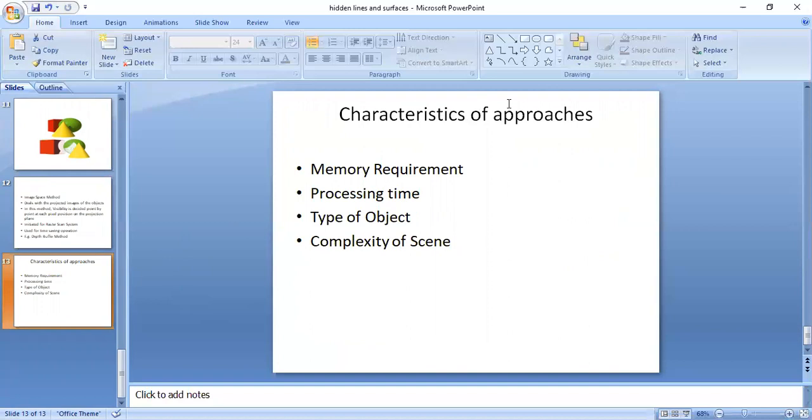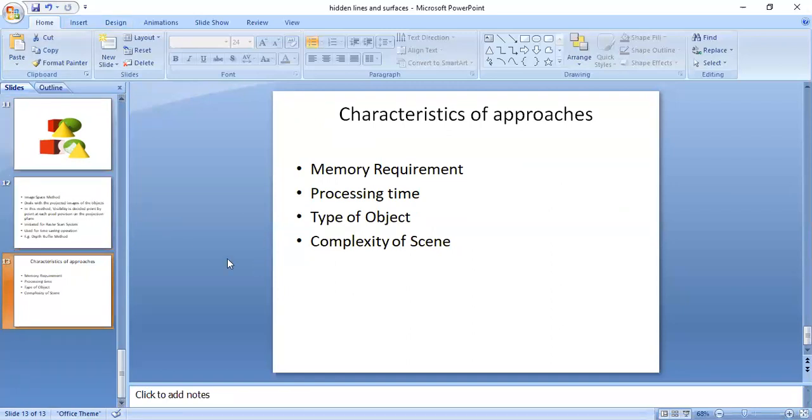And these are the characteristics of the approaches. Basically, we have seen two approaches to apply the concept of hidden surface removal. Now, out of object space method or image space method, which approach should be used depends upon these four characteristics, or we can say four questions that need to be asked before using either of these approaches.